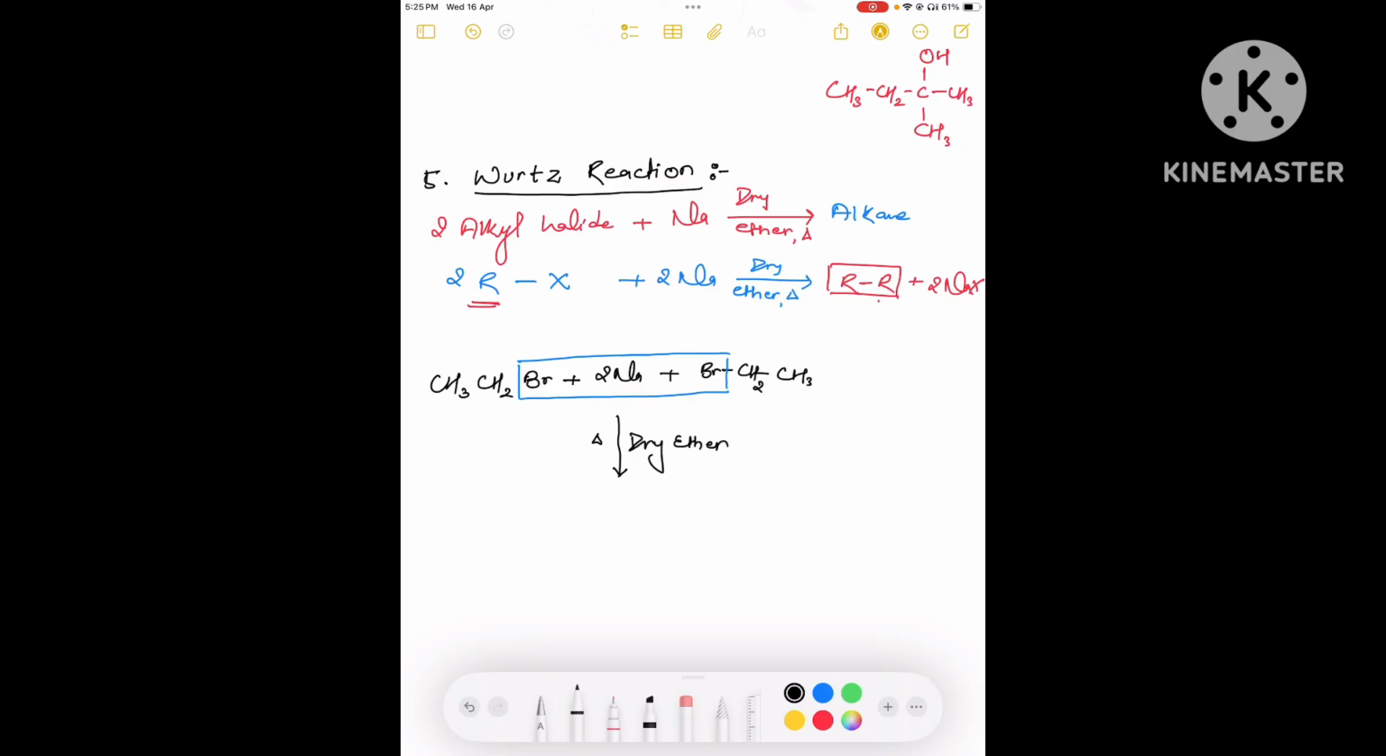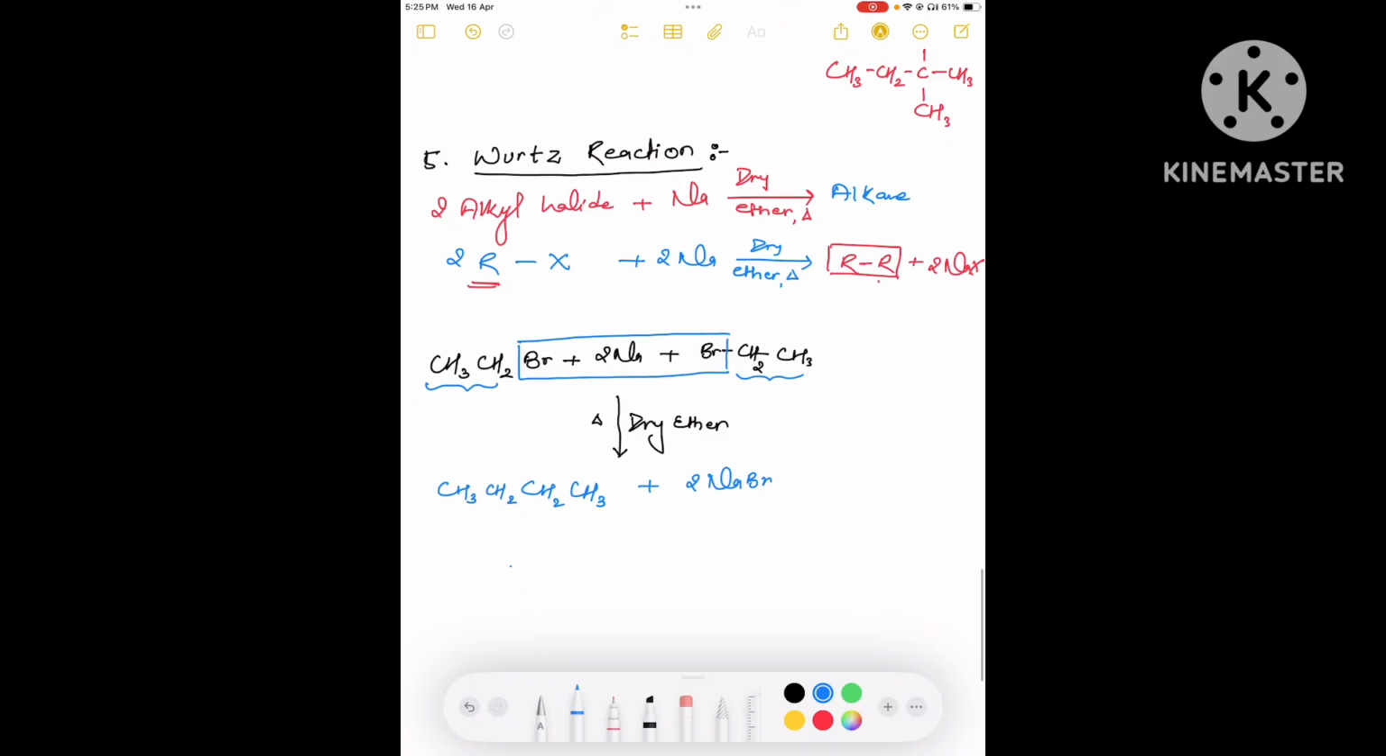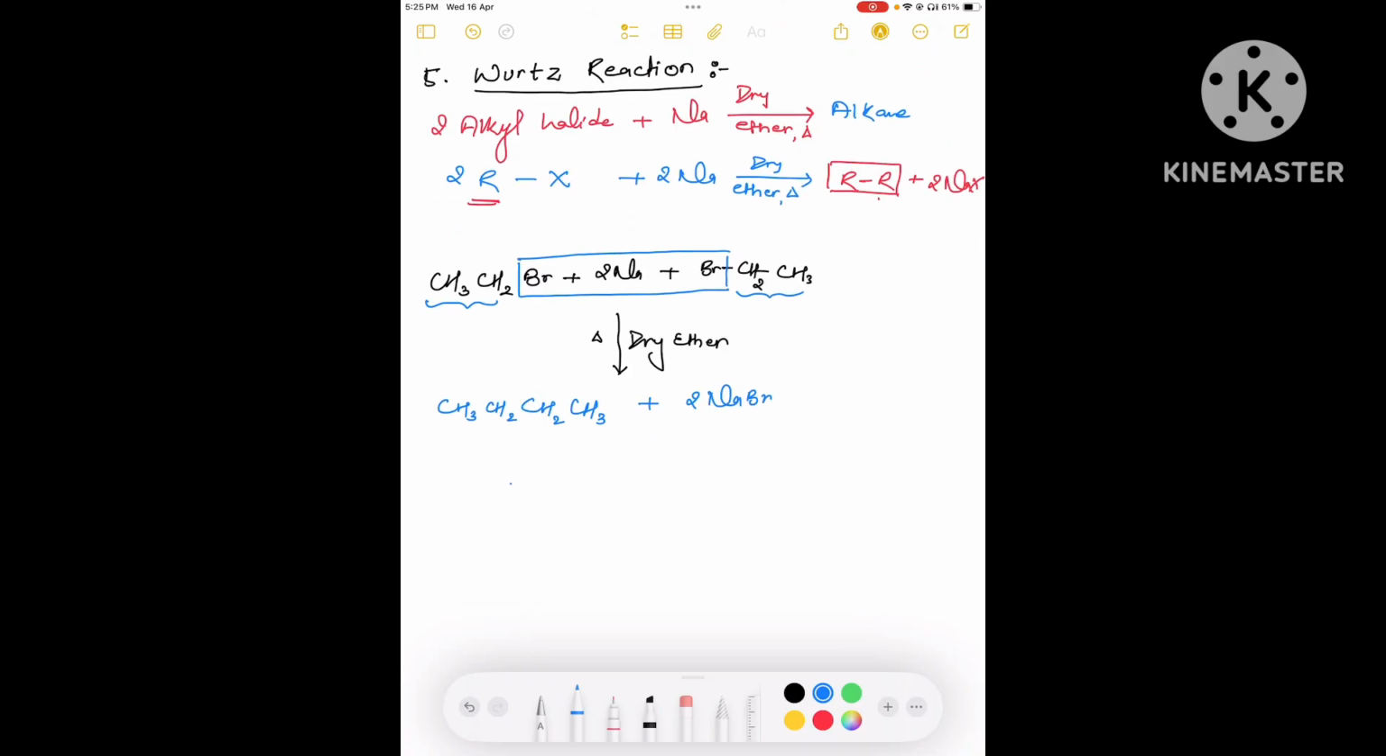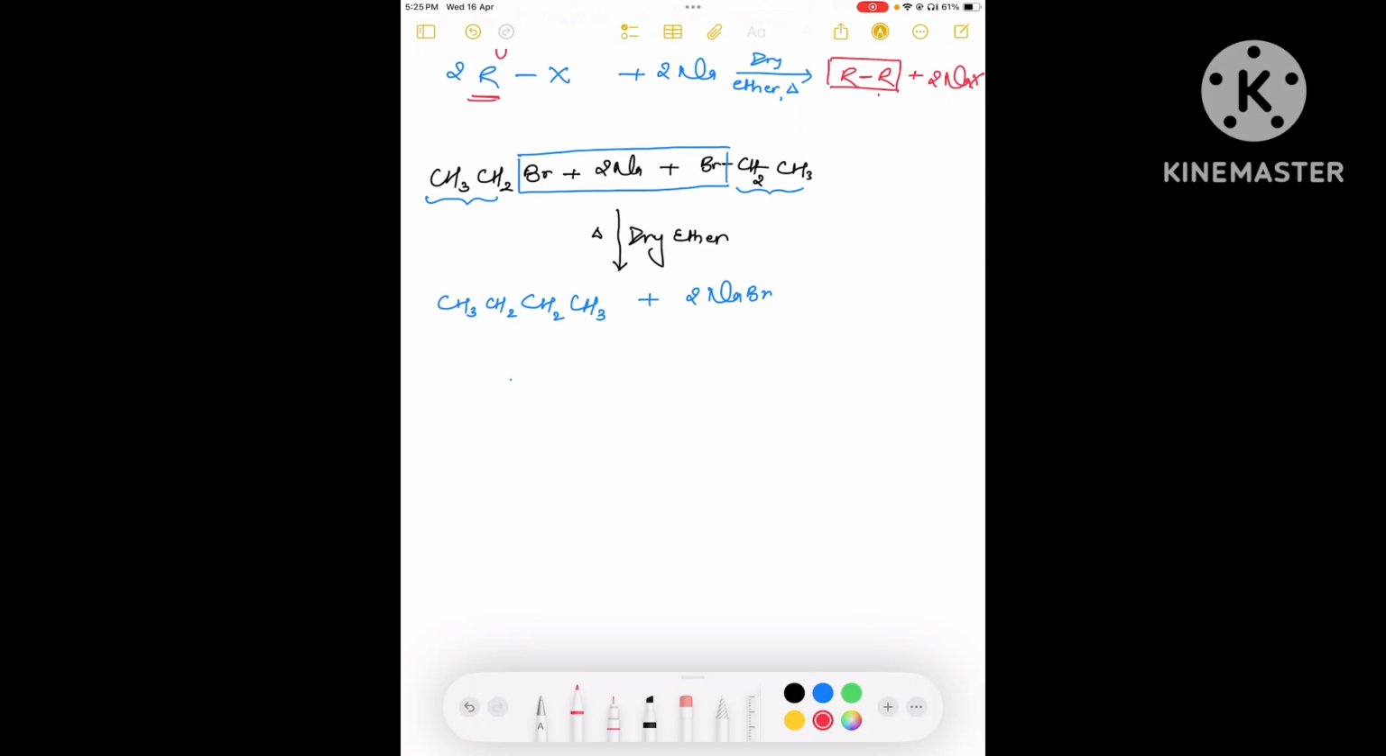Now what will exactly happen is this alkyl group and this alkyl group will attach together, and the product will be CH3, CH2, CH2, CH3 along with the liberation of two molecules of NaBr. Where students basically make mistakes: this type of easy question can be done, but sometimes the question is given in a confusing way. Always remember, the confusing question will be right in front of you during the examination.